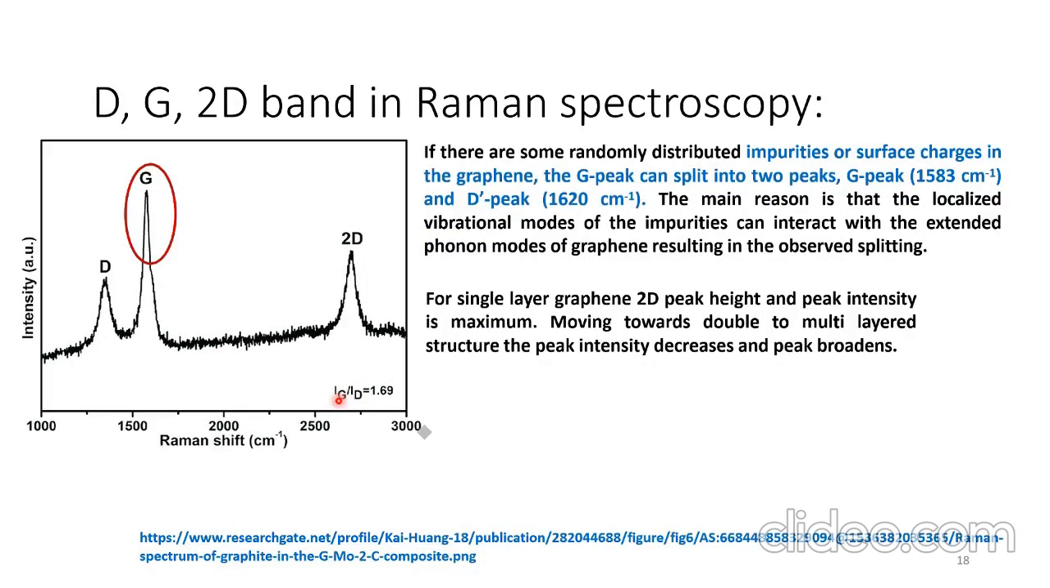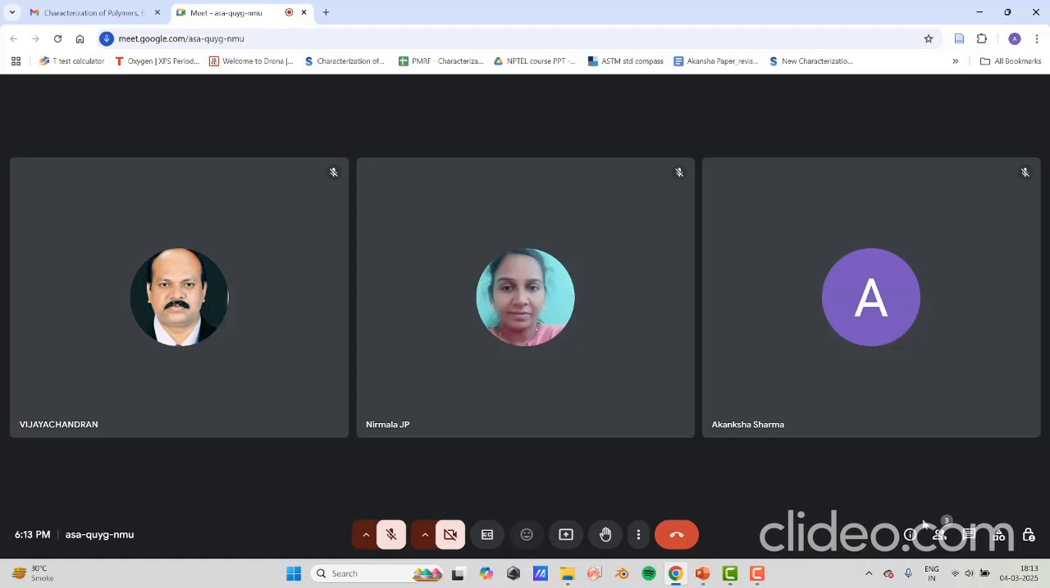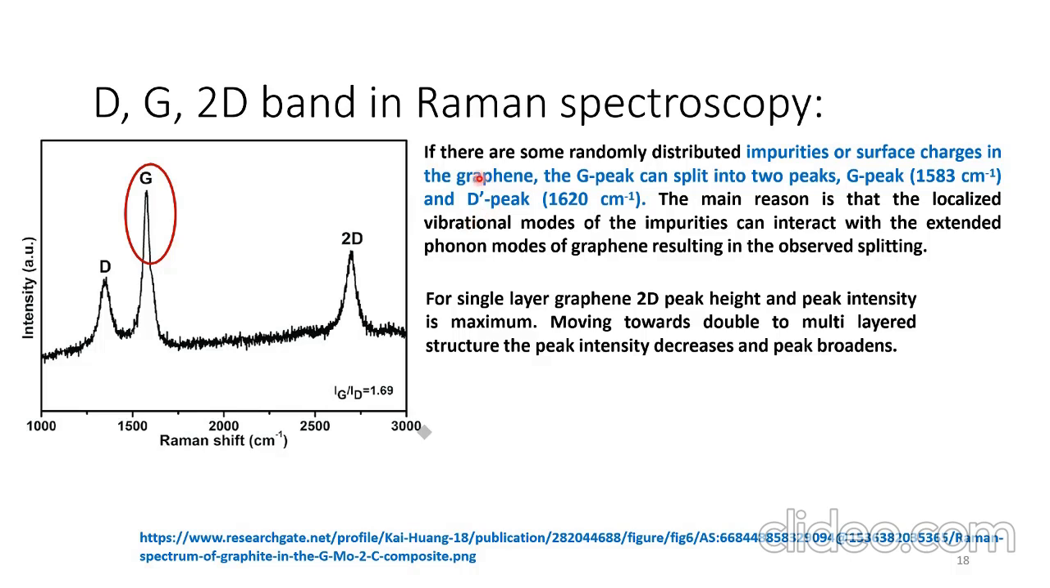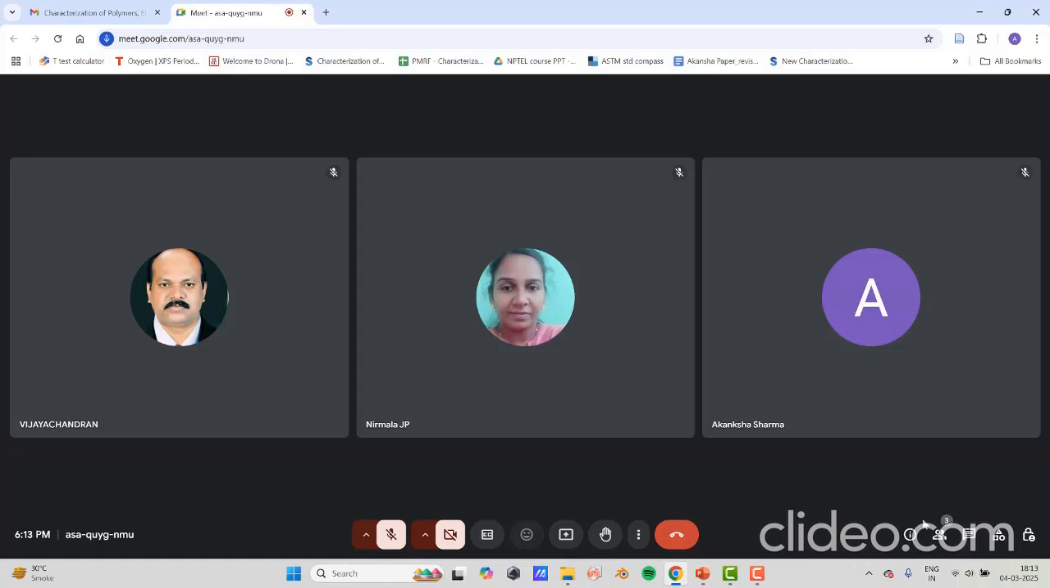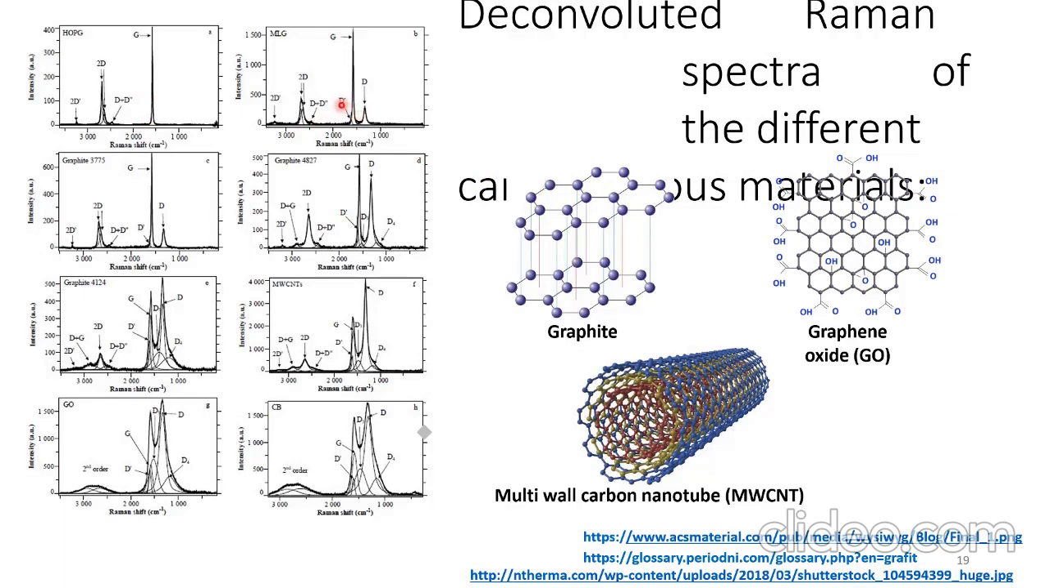And also, this G can sometimes split into the D dash peak. That also shows the defects in the material. As you can see here, the different kinds of D dash peaks are also there. If we deconvolute these two peaks, we get two different peaks also. So those represent the difference basically.